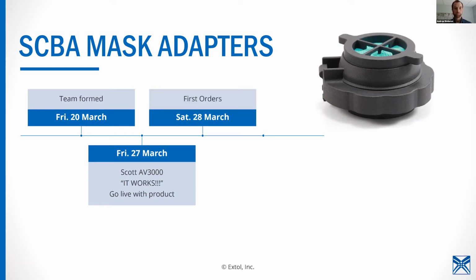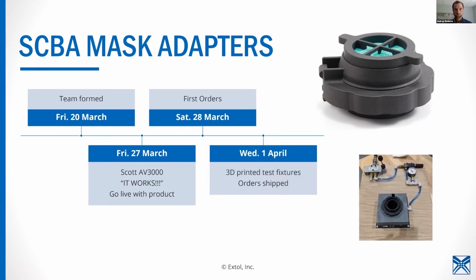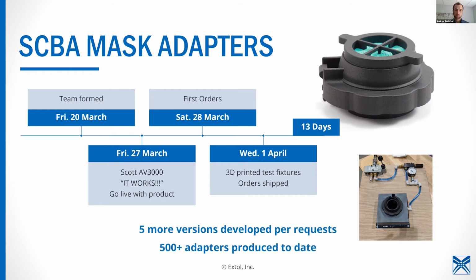On the 28th, we received our first orders. And then within those next few days, we were 3D printing test fixtures that you can see here to test the leak and the seal to the mask itself, and then orders shipped. So we went from idea to shipment within 13 days in this instance. Over the next several weeks, we had multiple requests for different versions. So we had 5 more versions that we developed, different versions of the SCBA mask.